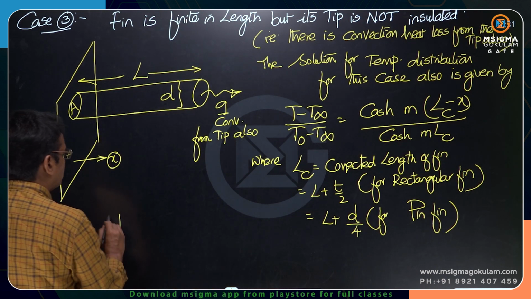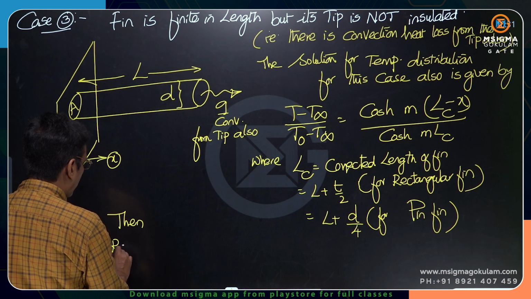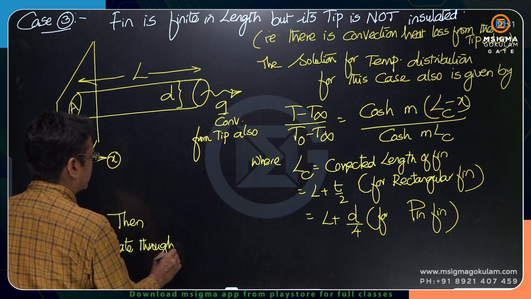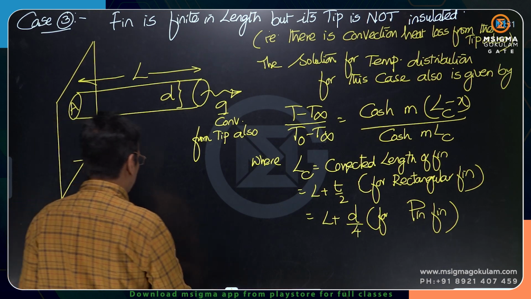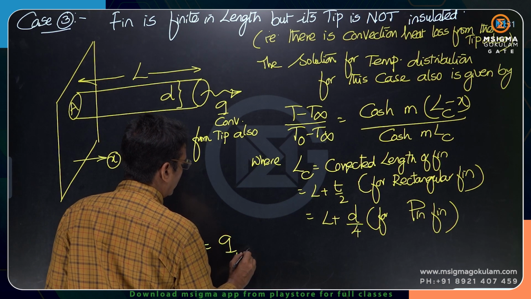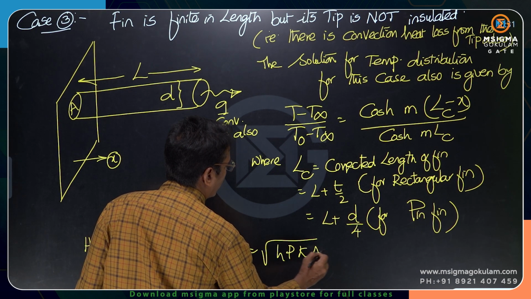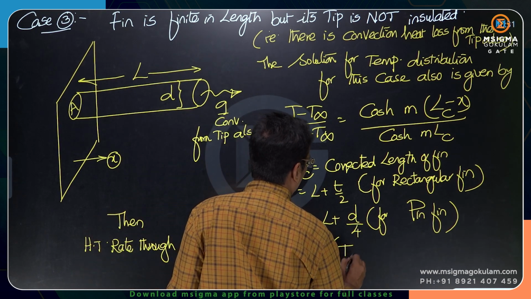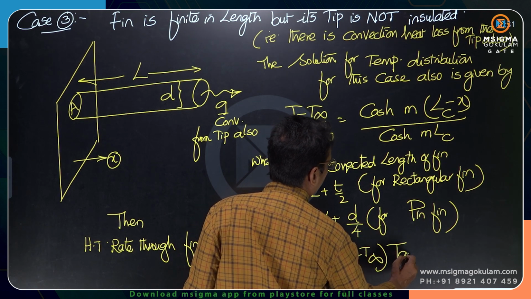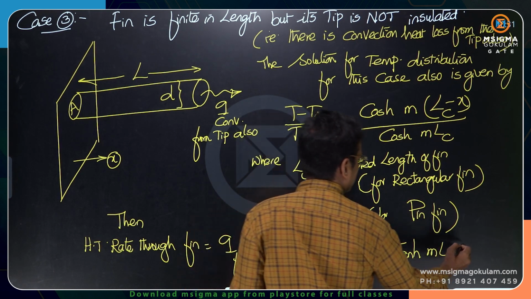Then the heat transfer rate through the fin is also the same formula as that of case 2, but only with the correction: L is replaced with LC. Square root of hPkA times (T naught minus T infinity) times tanh(m LC).